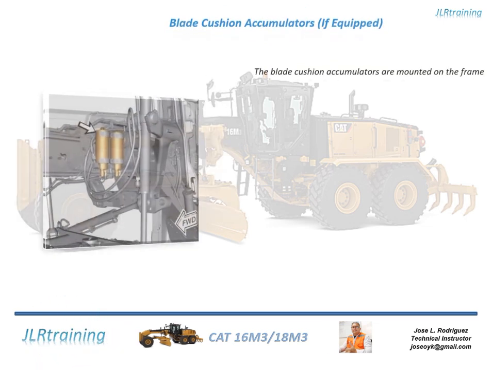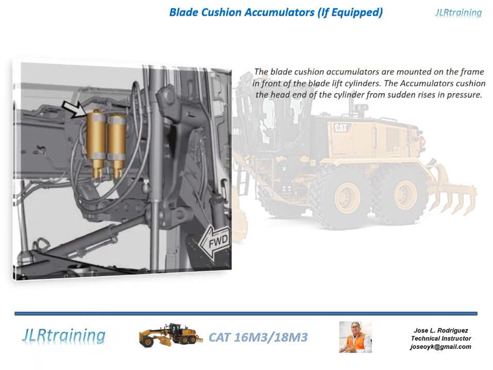Blade cushion accumulators, if equipped. The blade cushion accumulators are mounted on the frame in front of the blade lift cylinders. The accumulators cushion the head end of the cylinder from sudden rises in pressure.